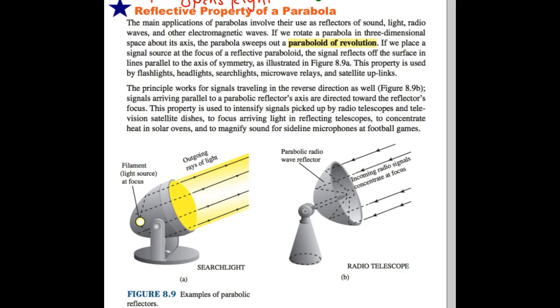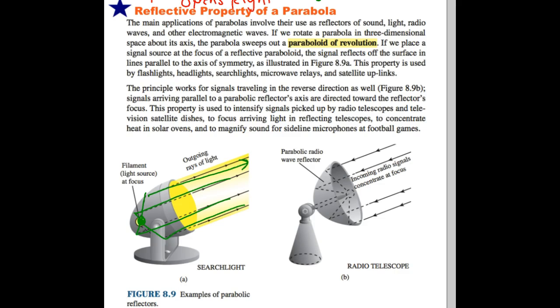So look at the first picture here. What they're saying is if we put a light source at the focus here, that light is going to bounce off the edge of the parabola and be directed straight out, parallel to its axis of symmetry. Okay, so any light here is going to bounce off the edge and come straight out. So that makes a good headlight. All the light is being shot straight forward. Does that make sense?